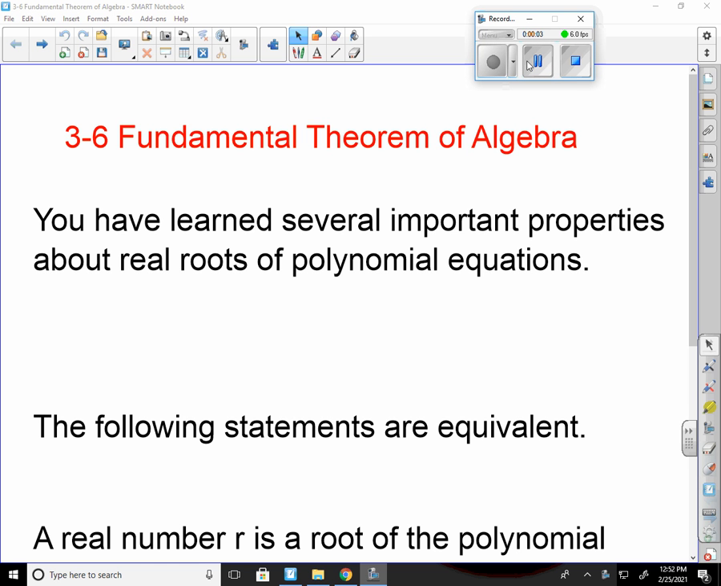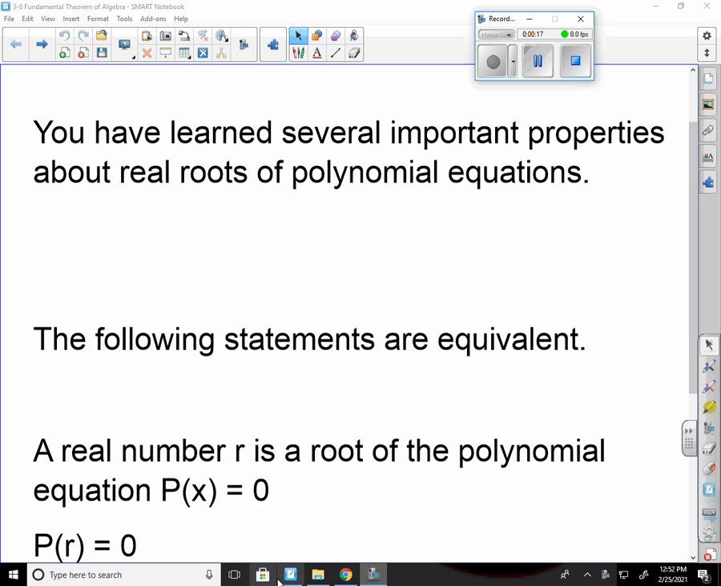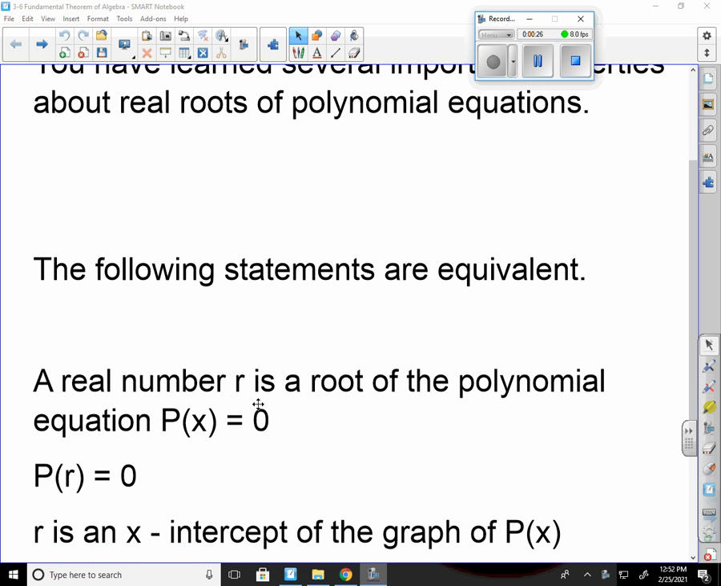Okay, today starts 3-6, the fundamental theorem of algebra. So far we've learned several important properties about real roots of polynomials, and we've said it a bunch of different ways, but the following statements are equivalent. A real number r, which is just some number, could be 2, 7, 9, doesn't matter, is a root of the polynomial equation p of x equals 0.